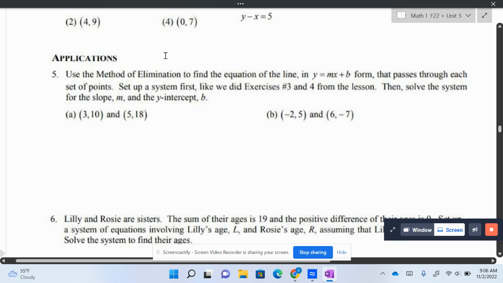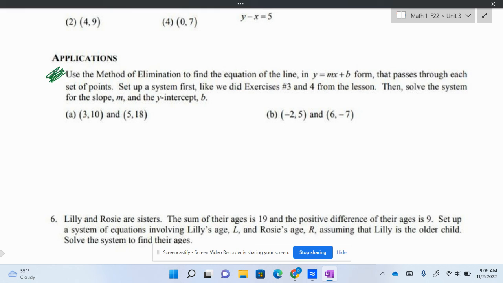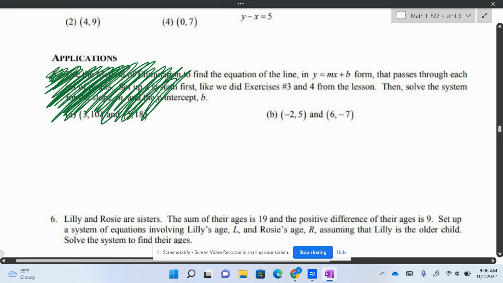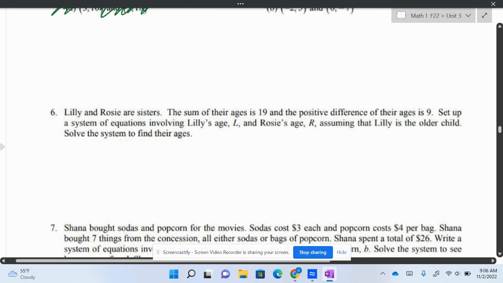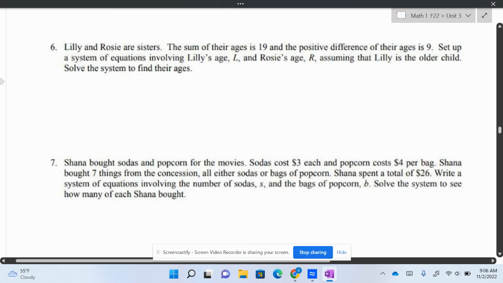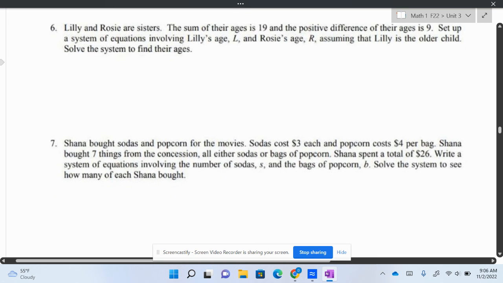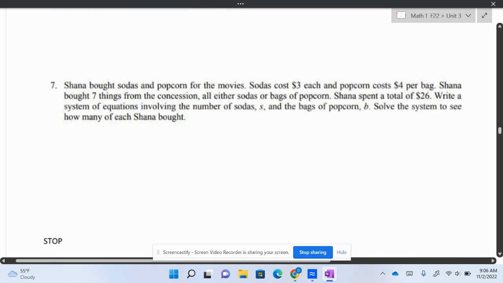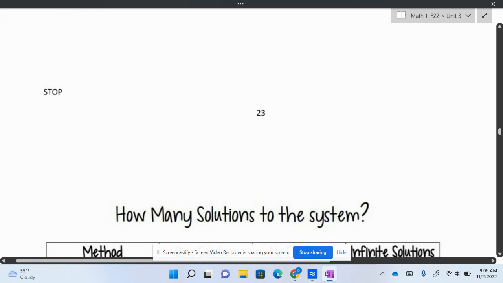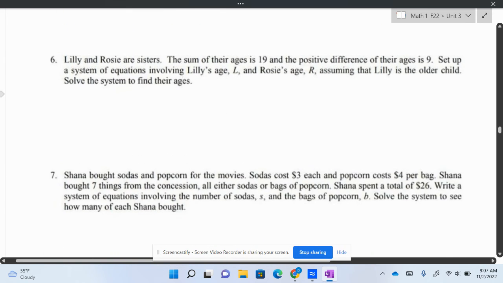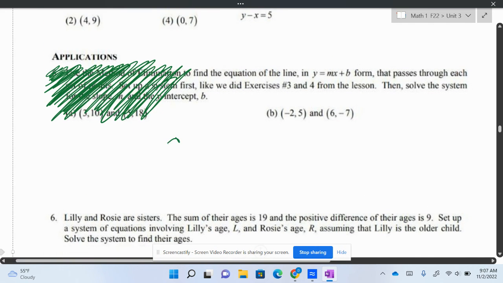So this is in person. I don't want you to do this one. There were 2 problems that Mrs. Zackel Parker crossed off, and I uncrossed them. I don't want you to do that one. But number 6, you should be able to do. It's an age question. X is Lily's age, Y is Rosie's age. Soda and popcorn, X and Y. And that's it. So you don't have 7 questions. You actually have 6 because we're eliminating number 5. Skip number 5.